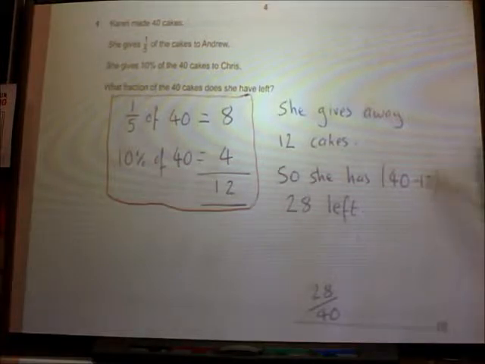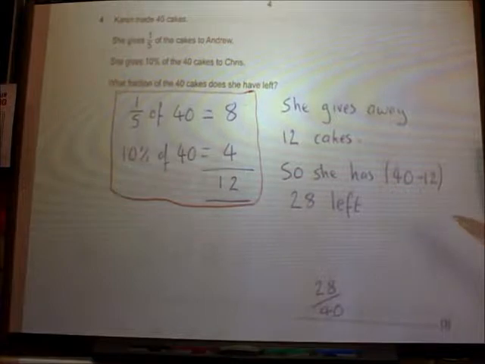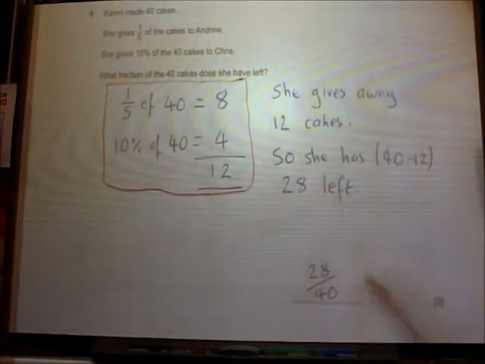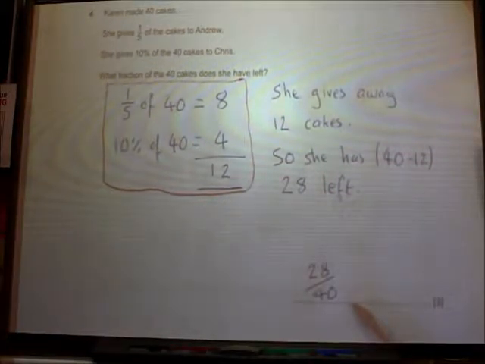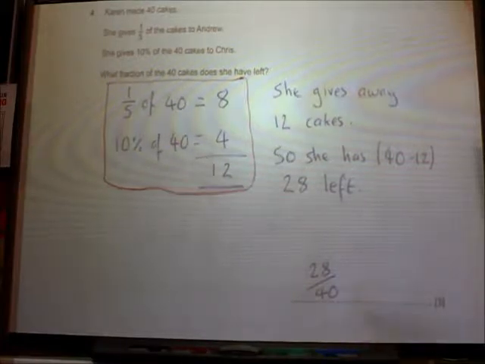Let's look at a bit of maths there. And the question says, what fraction of the 40 cakes does she have left? Well, she's got 28 left out of the 40. I always get asked if you should simplify that answer. I'll be really honest with you. Well, in this case, no, because you're not asked to simplify the answer. And in fact, the mark scheme says you have to put this down to start with. And it said if you put that equals whatever and whatever, it says to ignore it. So that is what you need to put down.